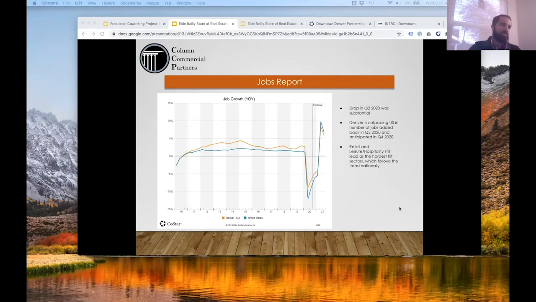And then as we can see, Denver and the US nationally here are both ticking up. I believe last week the number of jobs regained was somewhere around 11.4 million across the country.